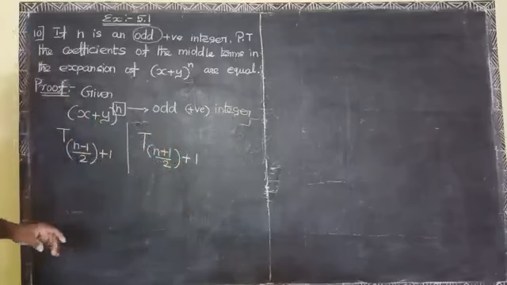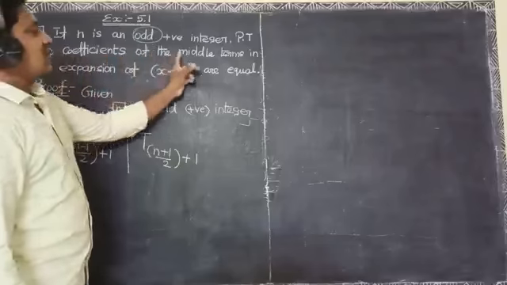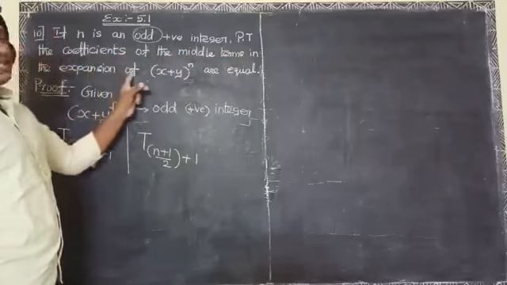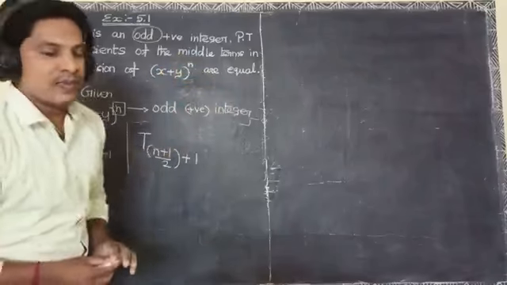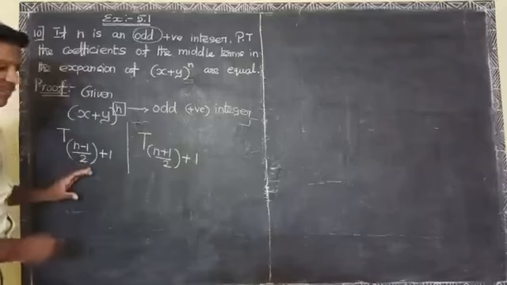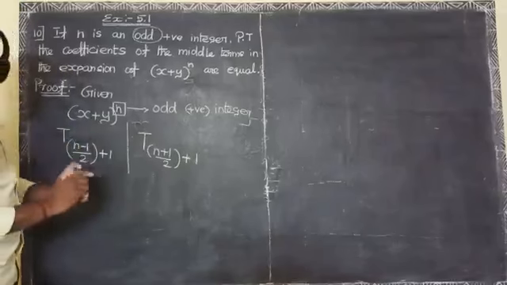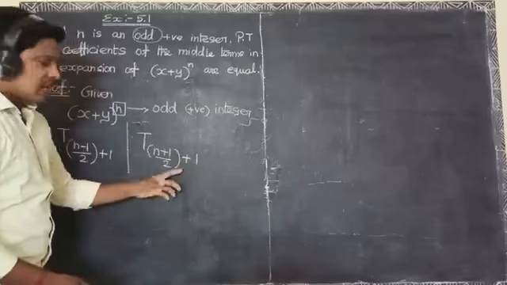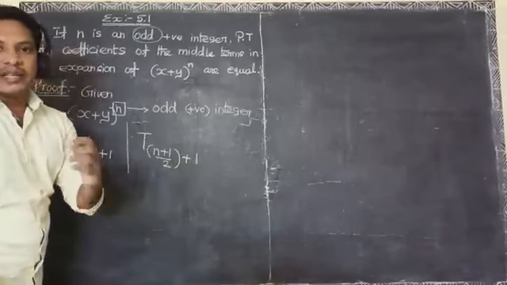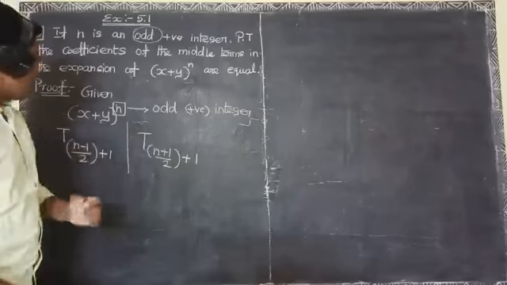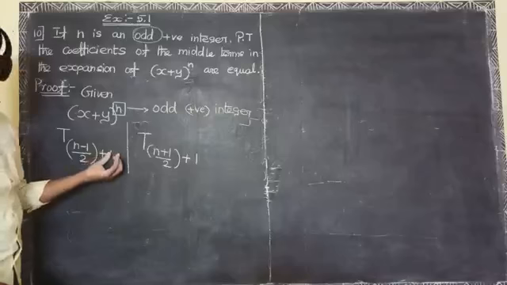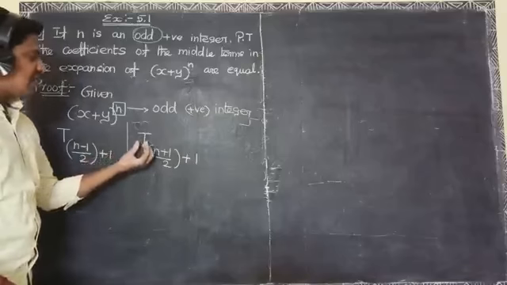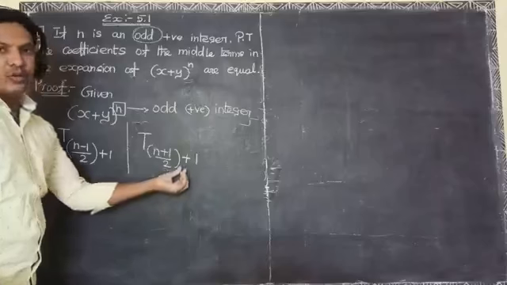Here, we prove that the coefficients of the middle terms in the expansion of (x + y)^n are equal. It means the coefficient of this term and the coefficient of this term are both equal. That is the proof: to prove the coefficient of T of (n-1)/2 + 1 is equal to the coefficient of T of (n+1)/2 + 1.